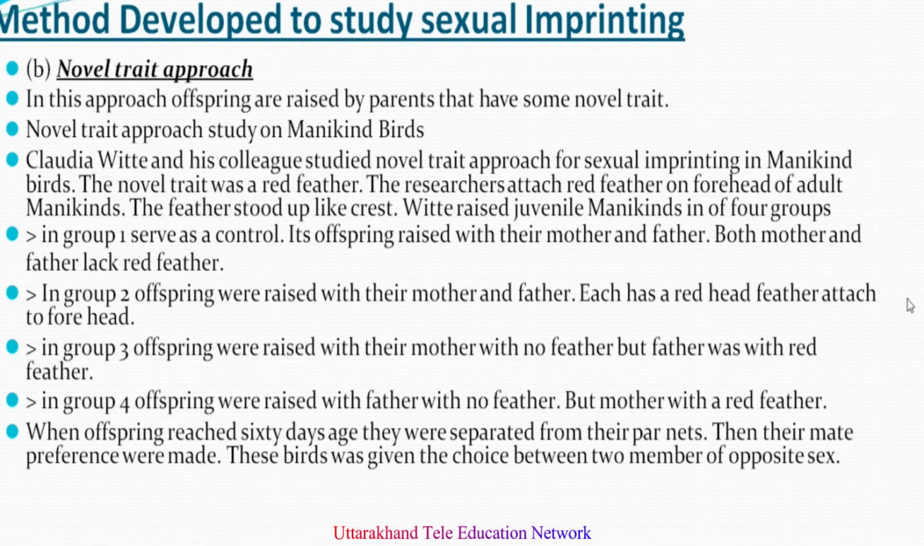In group 3, offspring were raised with their father with no feathers, but the mother was with red feathers. In group 4, offspring were raised with a father with feathers, but the mother with no feathers.